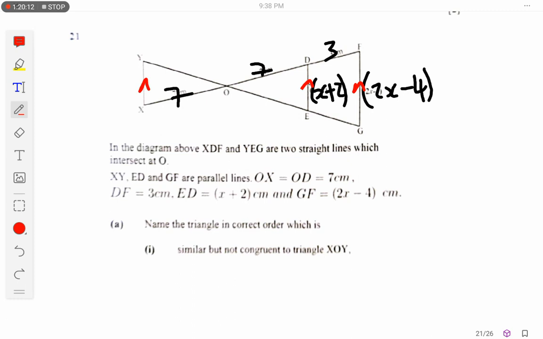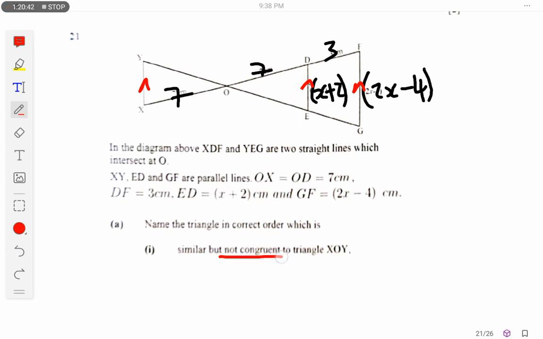Okay, fine. OX is equal to OD, and then OD is 7 centimeters. Then DF is 3, ED is x plus 2, and GF is 2x minus 4. Okay, fine. Then the first question: name the triangle, in correct order, which is similar but not congruent. This is very important.